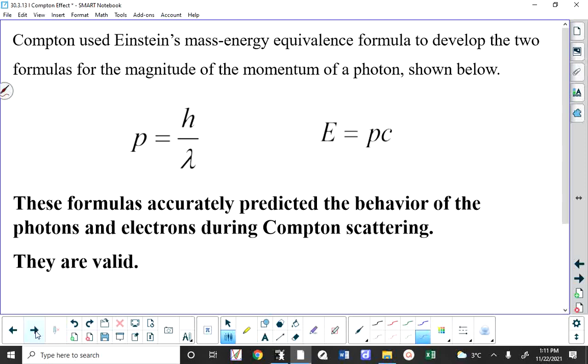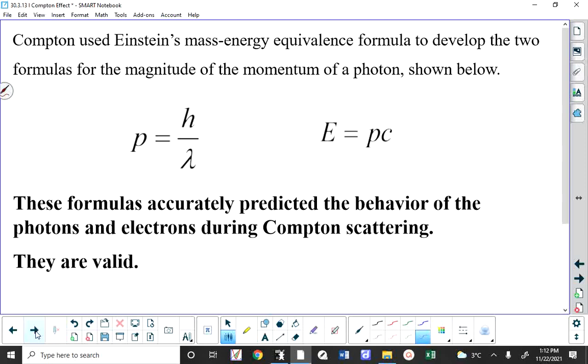I might show you where these formulas come from, or I might not. I haven't decided. It's not a big deal. Compton developed these formulas using Einstein's E equals mc squared formula, which we will get intimately familiar with in the next unit. But it says the momentum of a photon has a magnitude of Planck's constant divided by the wavelength. Always standard units for these formulas. There is also a formula that relates the energy of a photon to its momentum, and it turns out the energy is equal to its momentum times the speed of light.